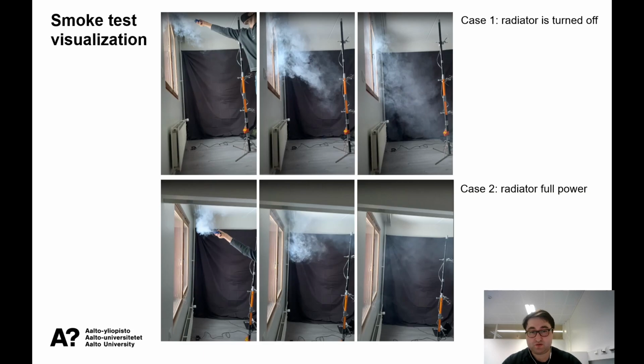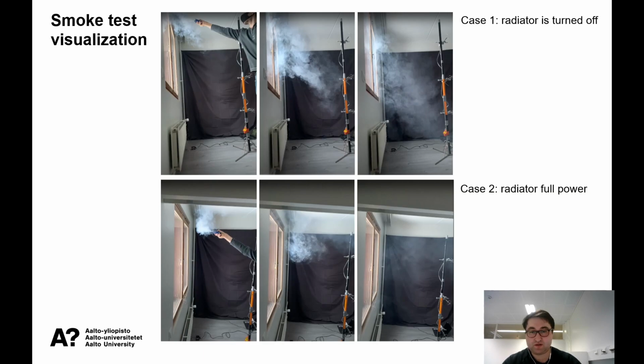Radiator temperature, surface temperature, and window surface temperature were measured during the experiment. Crucial moments from the recorded videos are shown as a sequence of snapshots presented in this slide. As a result of the test, we can say that when the radiator was turned off, it led to serious downdraught from the window.